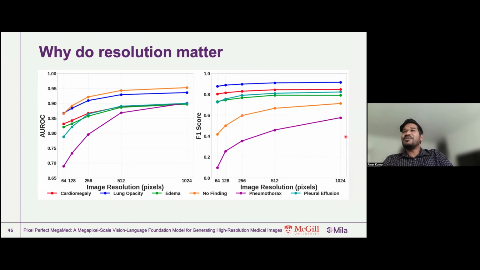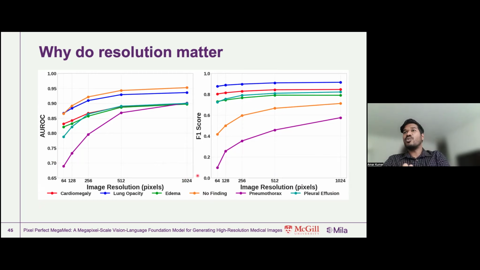So, a quick review of why resolution matters in medical imaging. Over here, you can see a very clear graph. On the x-axis, you have different resolutions, starting from 64 cross 64 to 1024 cross 1024. On the left-hand side, you have the AU-ROC of the classifier, and on the right-hand side, you have F1 scores. What you notice across several diseases, from cardiomegaly, lung opacity, edema, no finding, pneumothorax to pleural effusion, is that these classification accuracies and their F1 scores actually improve if you have high resolution images.